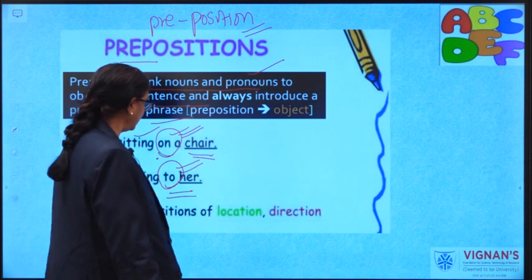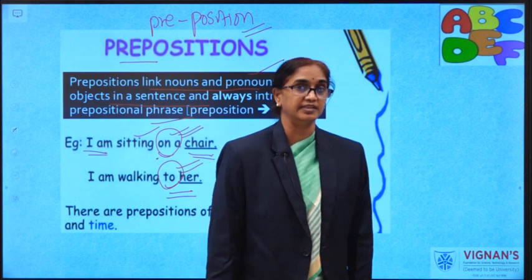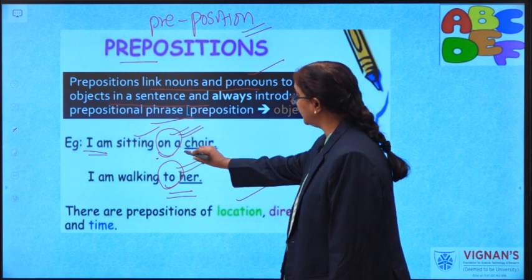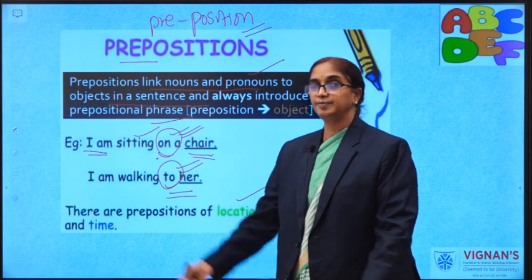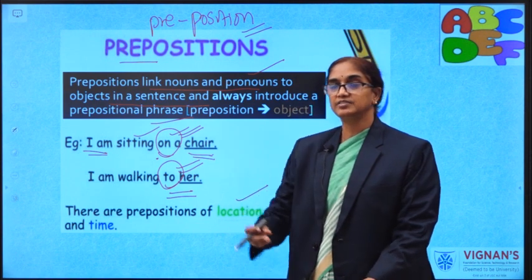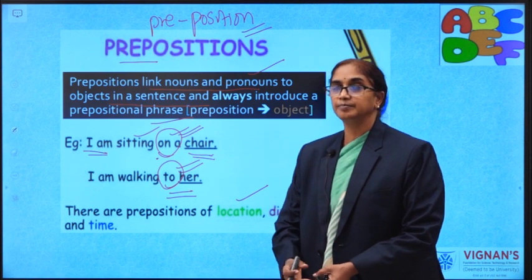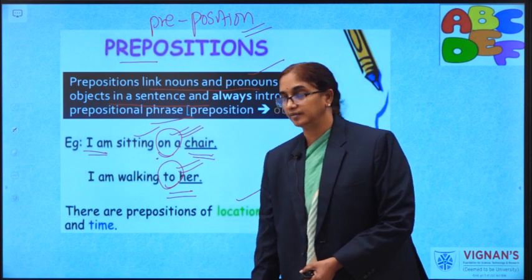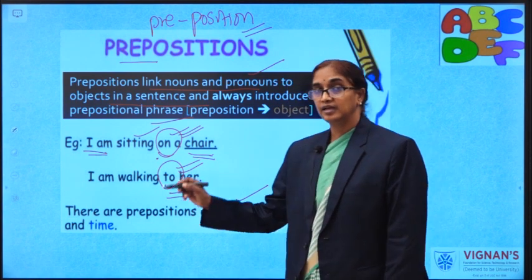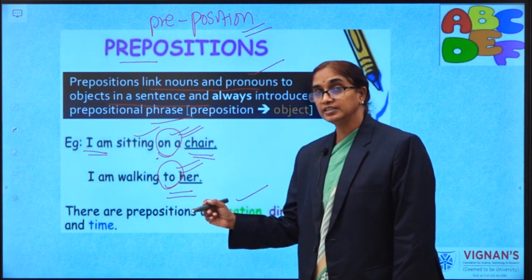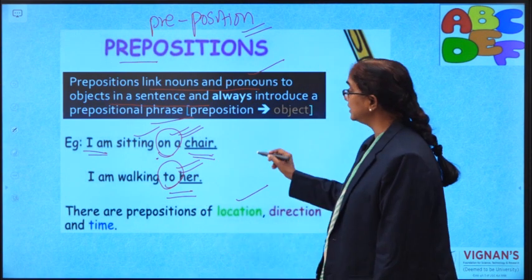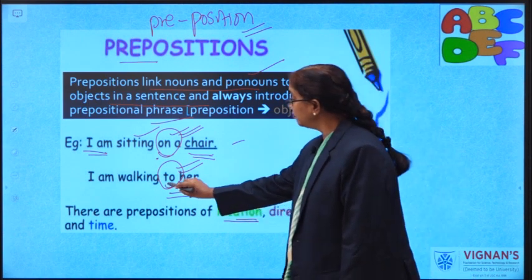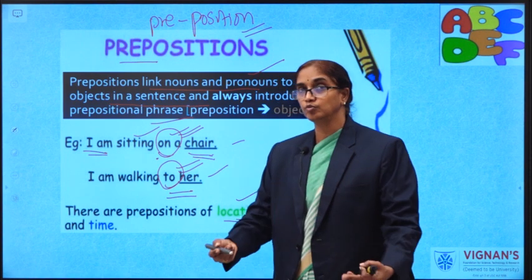So, these words, both the word on as well as the word to, are prepositions. And prepositions will indicate three things in a sentence. What do they indicate? They can indicate the location, as I'm sitting on a chair, I'm keeping the book on the table, I'm placing the book in the desk, I'm throwing the paper under the table. So here, in the desk, on the table, under the table, all these indicate the position or the location. And I am walking to her. I am moving towards her.